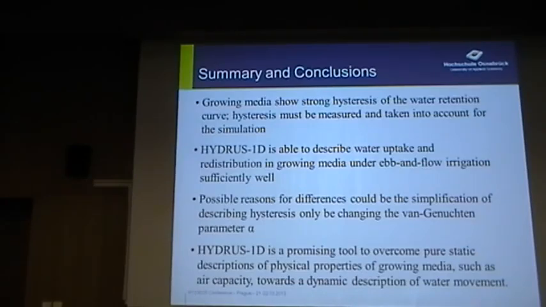Hydrus 1D is able to describe water uptake and redistribution under Ebb-and-Flow Irrigation systems sufficiently well. Possible reasons could be the description of this hysteresis, which also has to be investigated in more detail. And we think that Hydrus 1D is a promising tool to overcome this purely static description of the air capacity parameter towards a dynamic description of water movement.